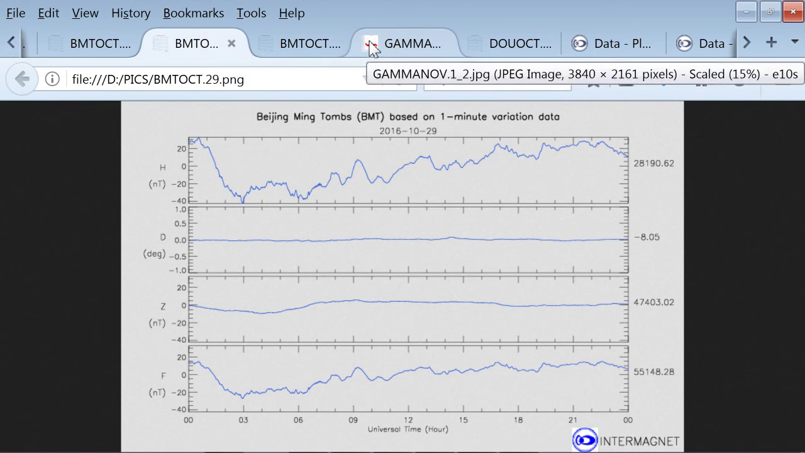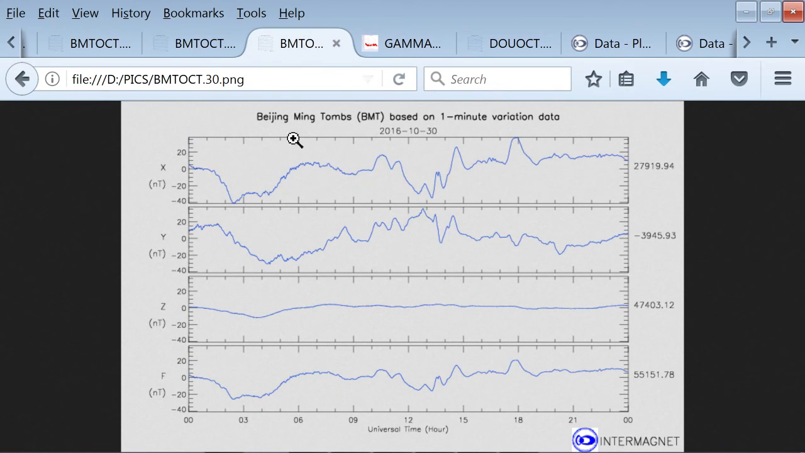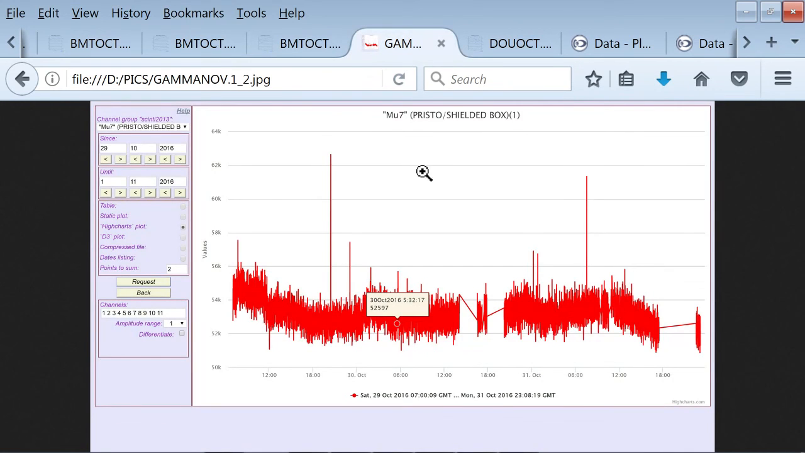You can see it. This is on the 29th, Beijing's magnetometer. Lots of magnetic activity there. And then Beijing on the 30th, you can see the same thing. It's basically all in sync with gamma rays here.